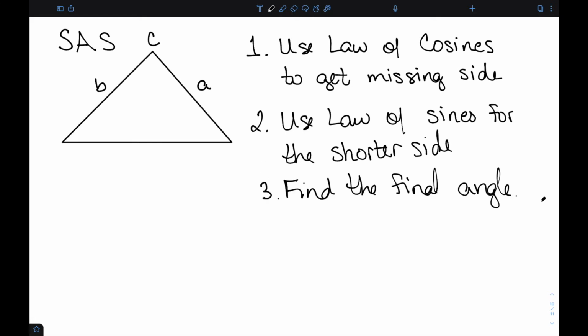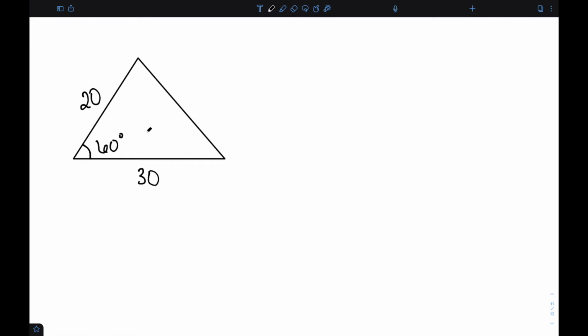And we'll then find the missing angle, our final angle, using the fact that the angles of a triangle have to add up to be 180 degrees. Let's look at an example. Here I have my triangle where I have 2 sides and the angle between them. I'll call this angle A. That tells me that this missing side is side a. If this is angle B, then side b is 20. And if this is angle C, side c is 30.